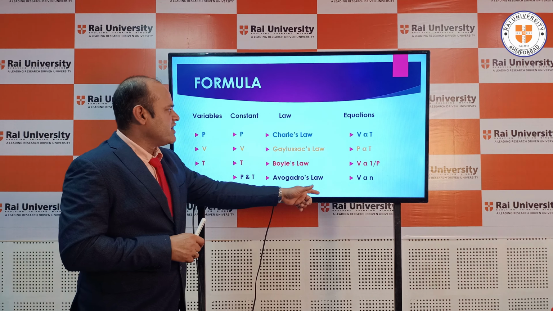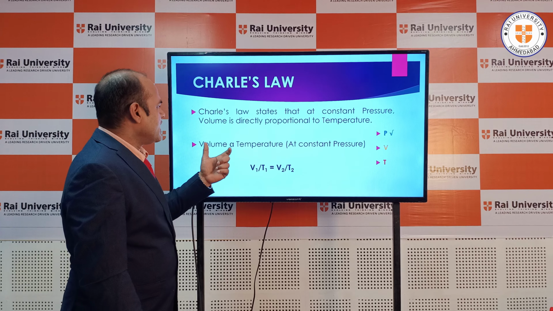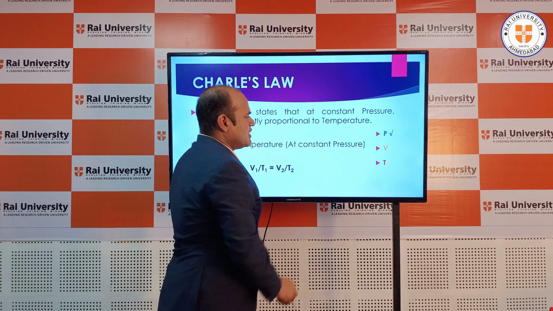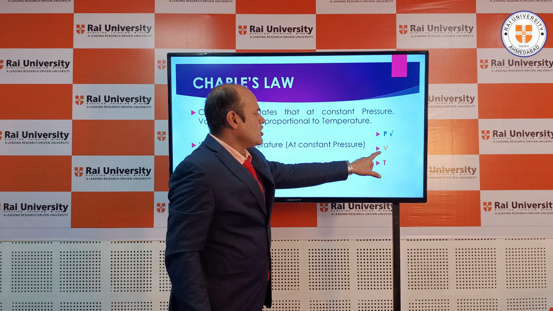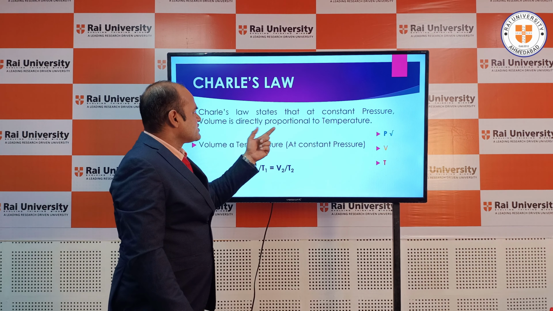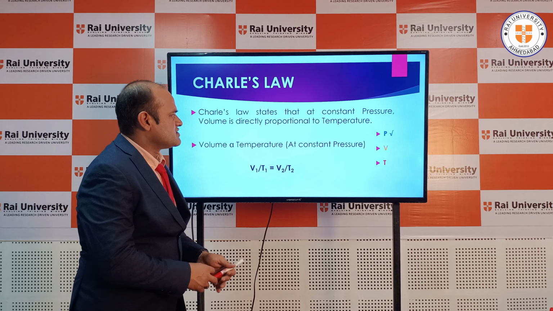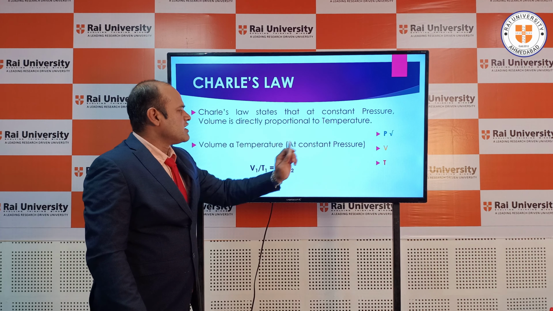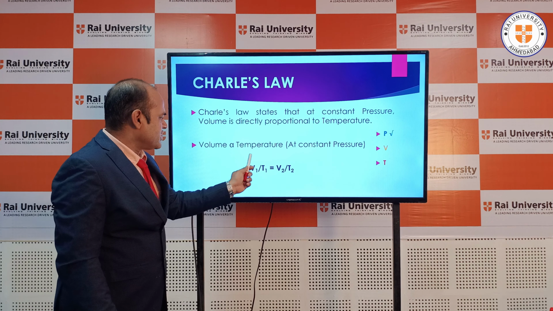Charles law. As per our formula PVT, in Charles law P is constant and volume and T are variables. So volume is directly proportional to temperature. Simply, Charles law states that at constant pressure, volume is directly proportional to temperature. Mathematically, V1 upon T1 is equal to V2 upon T2.